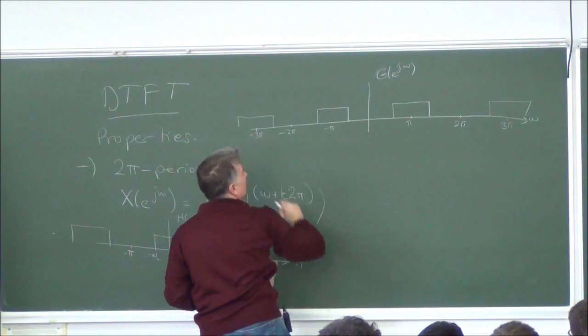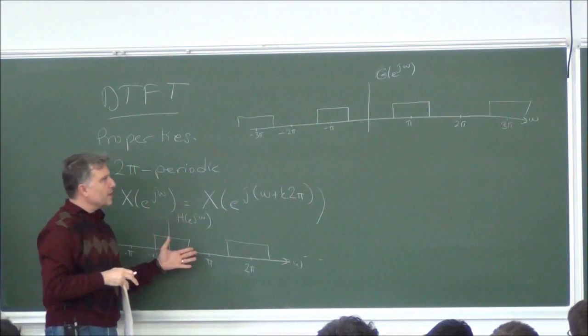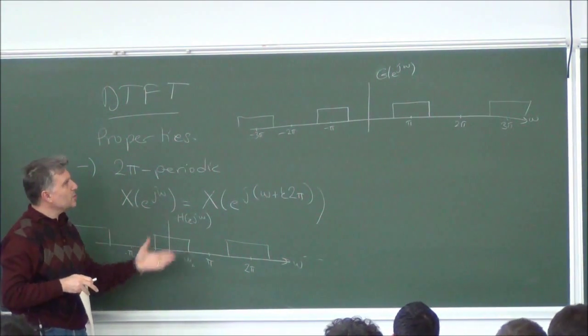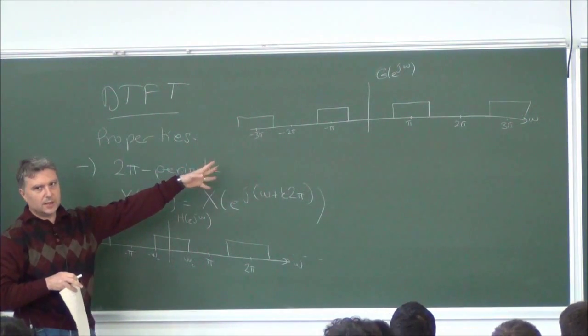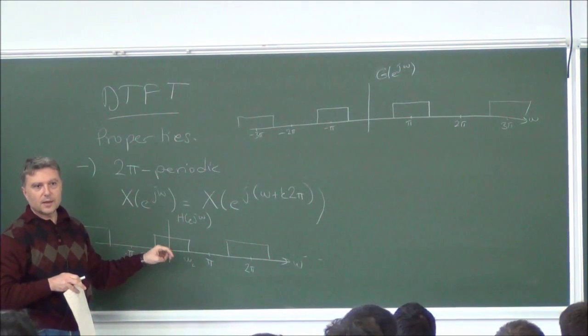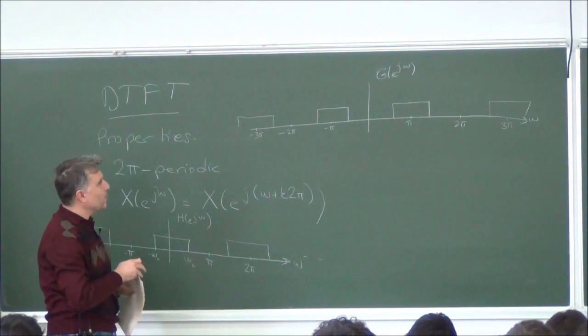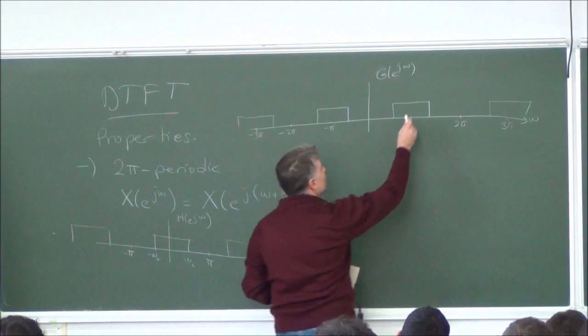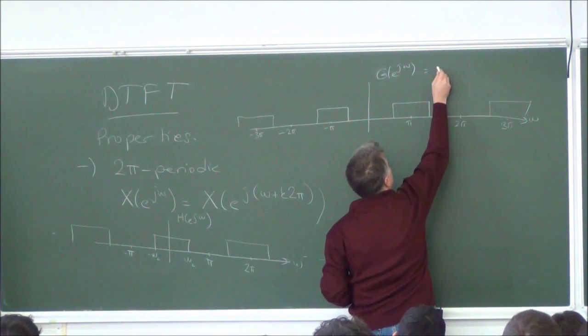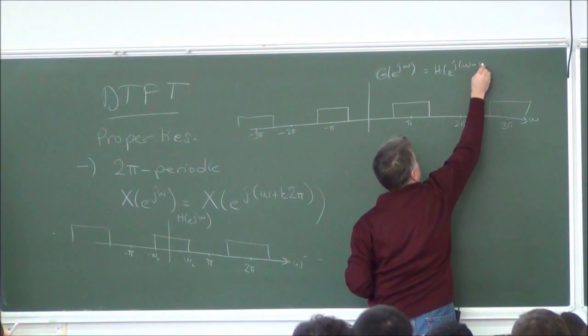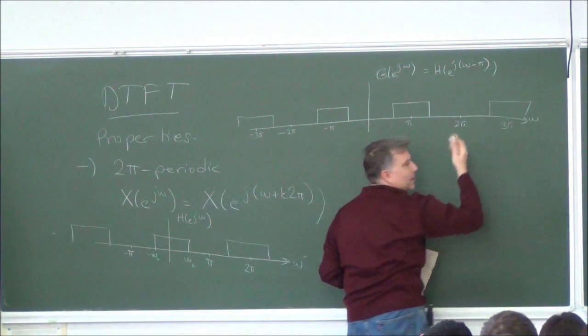Now, can you mention the similarity between the two? Or how can you generate one of them? Let's call G from H. Yeah, just shifting by a factor of pi. So G of e to the j omega could easily be called H of e to the j omega minus pi, or plus pi, it doesn't matter.